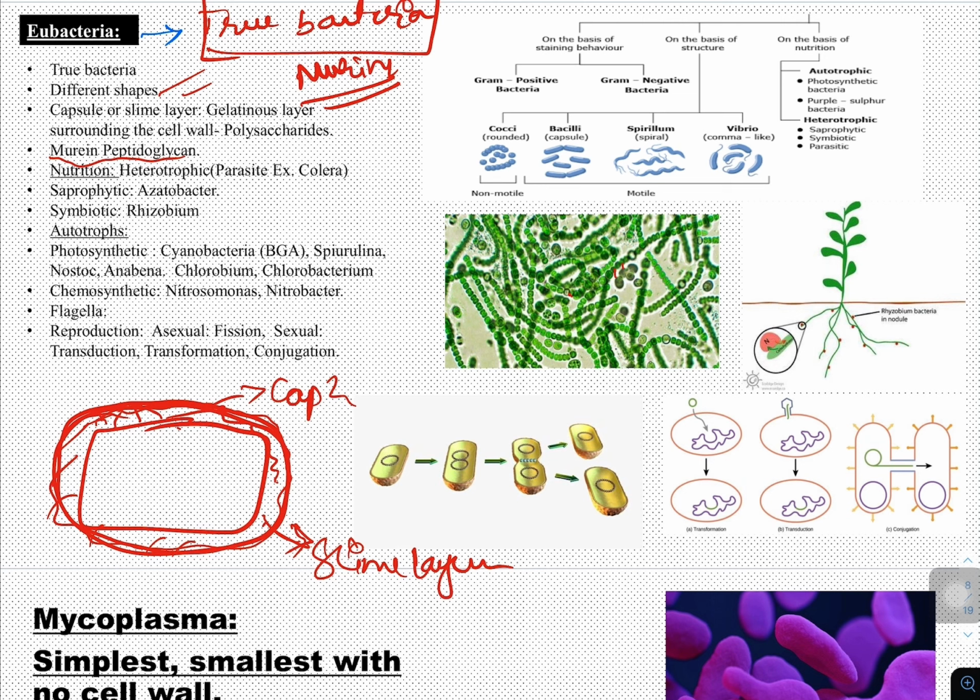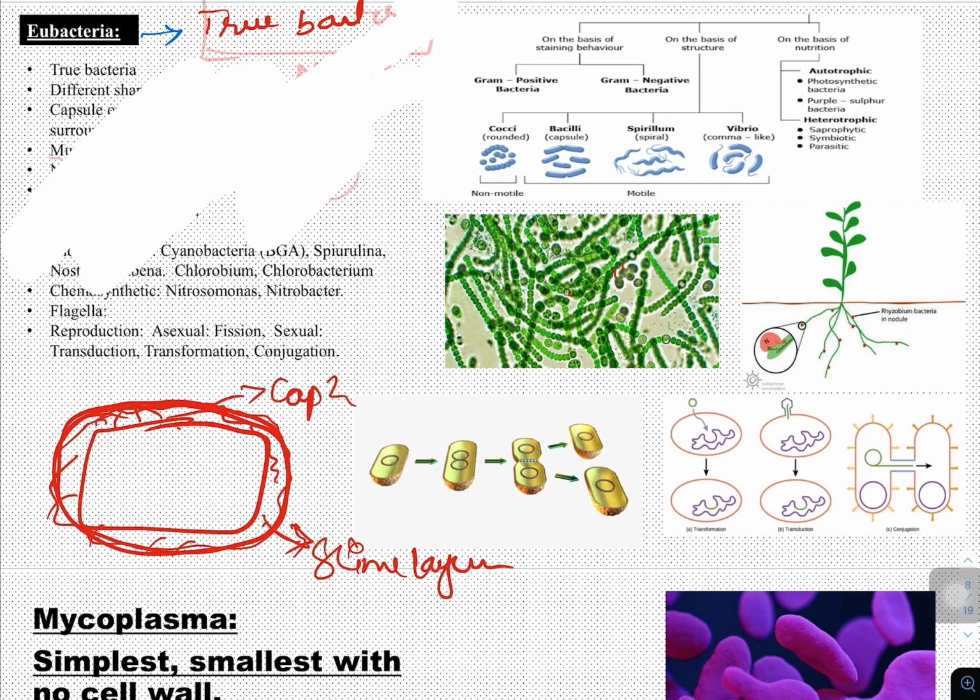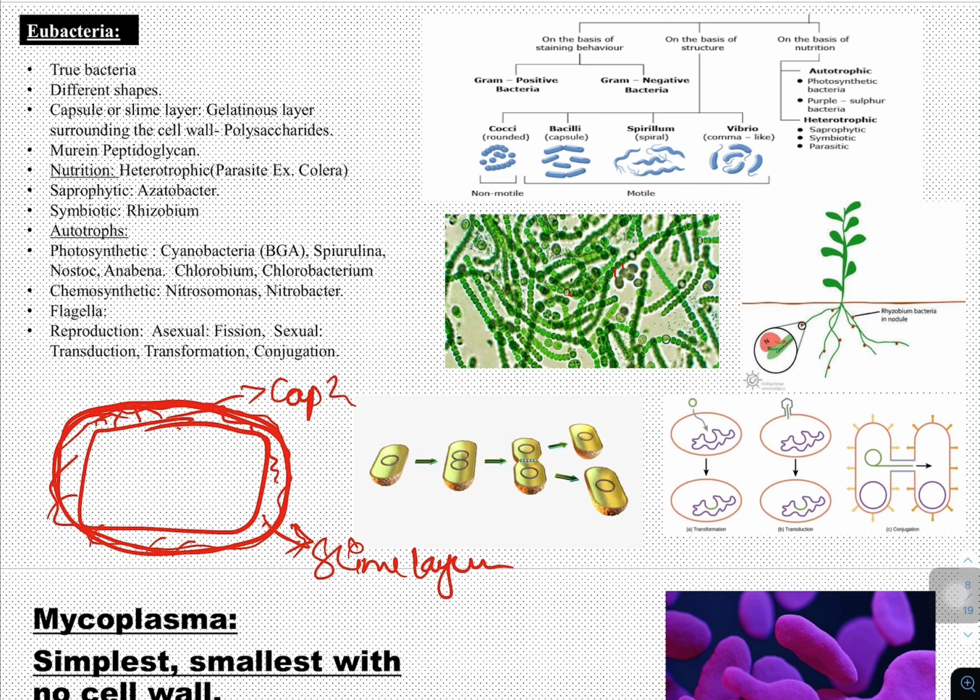Next one is nutrition. The mode of nutrition is heterotrophic. Some examples are parasitic bacteria, for example the one causing the disease cholera. Next are saprophytes, organisms which grow on dead and decaying organisms. An example is Azotobacter. Next is symbiotic bacteria, which live in close association. An example is Rhizobium, which I have given here.